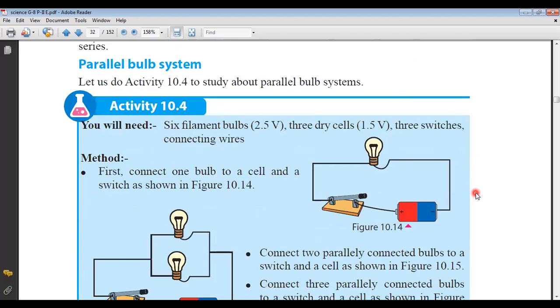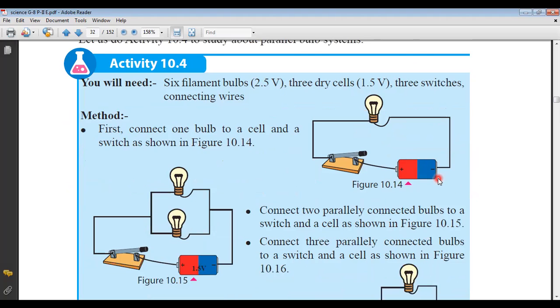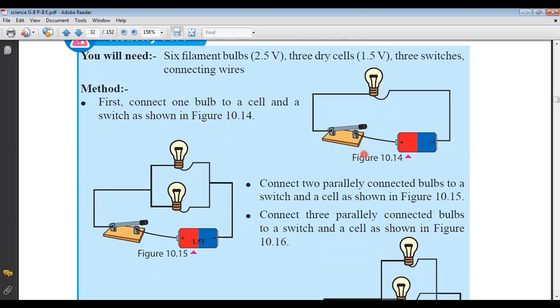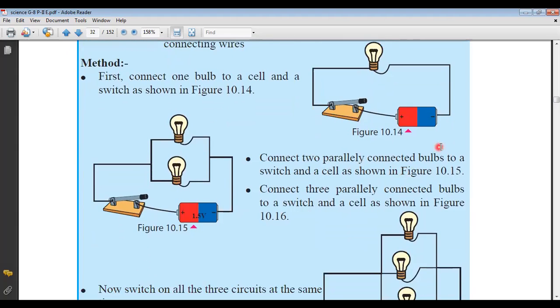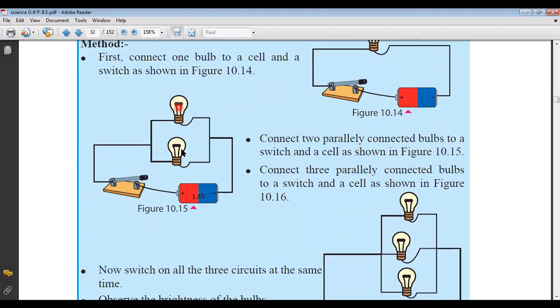Parallel bulb system. Let us do activity 10.4 to study the parallel bulb system. You will need 6 filament bulbs, 3 dry cells, 3 switches, and connecting wires. Method: first connect one bulb to a cell and a switch as shown in figure 10.14. Then connect two parallel-connected bulbs to a switch and a cell as shown in figure 10.15.